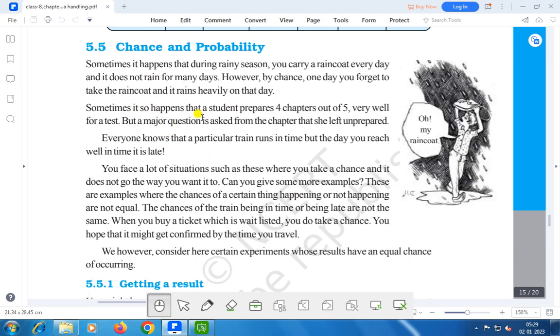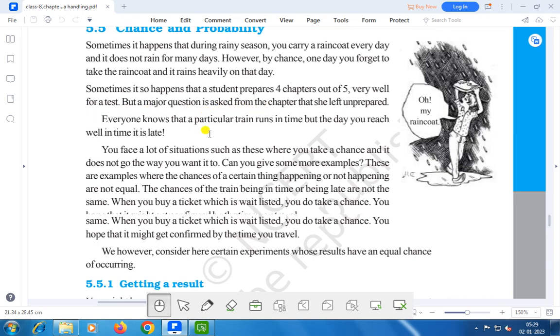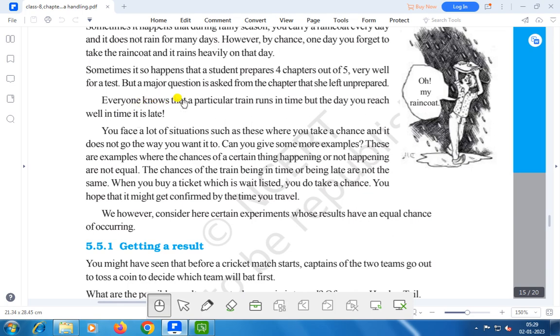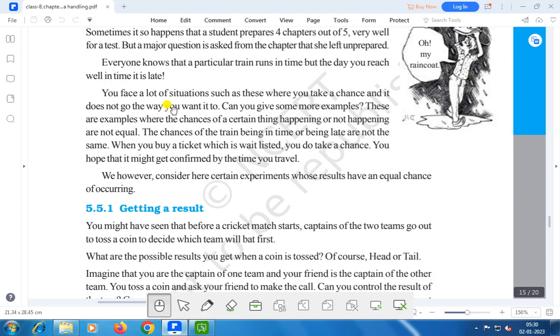Sometimes it so happens that a student prepares 4 chapters out of 5 very well for a test, but a major question is asked from the chapter that she left unprepared. Everyone knows that a particular train runs in time, but the day you reach well in time, it is late. You face a lot of situations such as these where you take a chance and it does not go the way you want it to. Can you give some more examples?